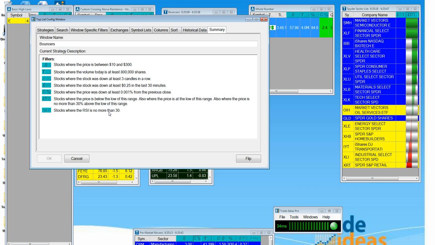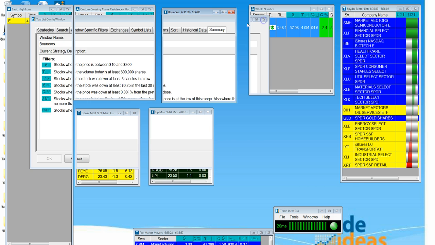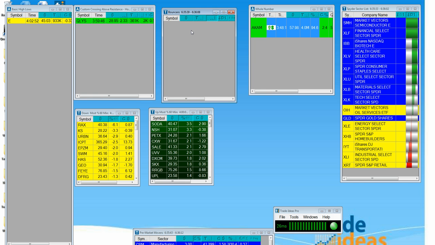So again, people know the RSI, that kind of signifies an oversold condition. So you can maybe understand what I'm trying to do here. I'm trying to see stocks that are in oversold conditions. 3 candles down, it's down in 30 minutes, below the close, and at the low of the range, and the RSI is this. So that is what this top list window is showing me.